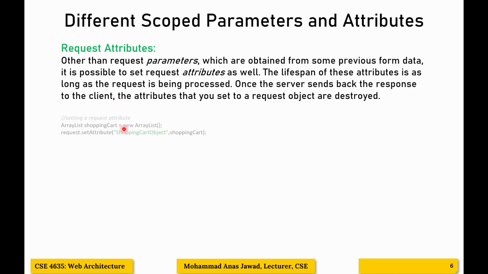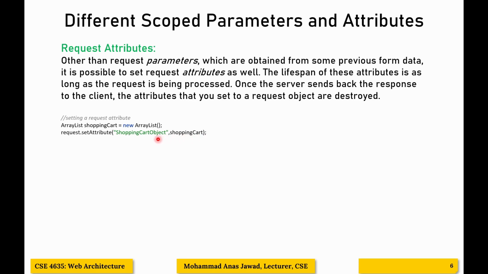So let's think of a scenario like this. Suppose I want to store this shopping cart object on my request object. The way I can do that is by using this setAttribute method on my request object. Inside this setAttribute method, I will be passing a key value pair, just like the last time that we saw. The first input is going to be the key, and the second input is going to be the actual object.